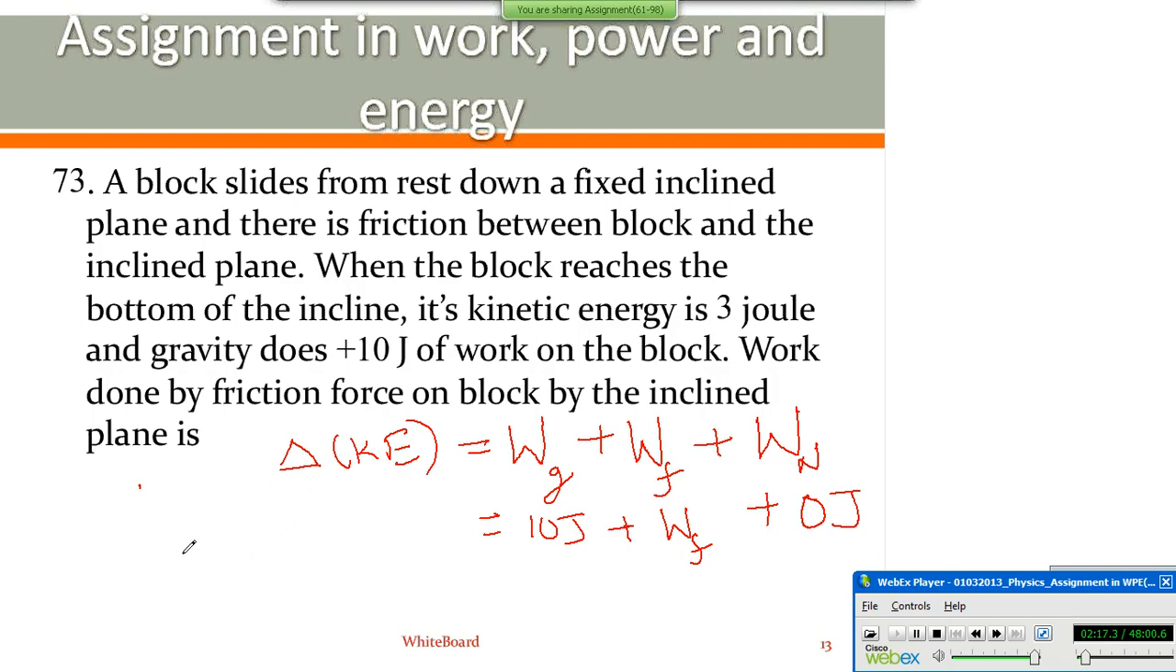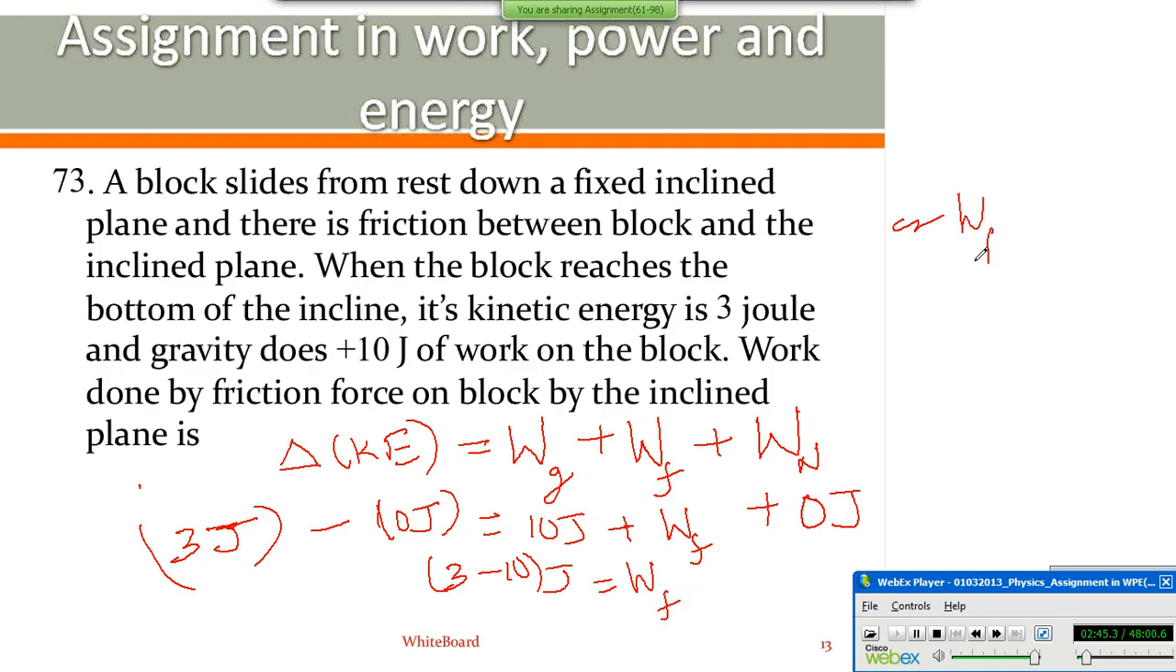Change in the kinetic energy of the block is equal to final kinetic energy when it reaches the bottom of the inclined plane minus initial kinetic energy at the top of the inclined plane. Final kinetic energy at the bottom is given as 3 joules, and initial kinetic energy at the top is 0 as the block starts from rest. Therefore, you get work done by force of friction on the block as minus 7 joules. That's the answer.